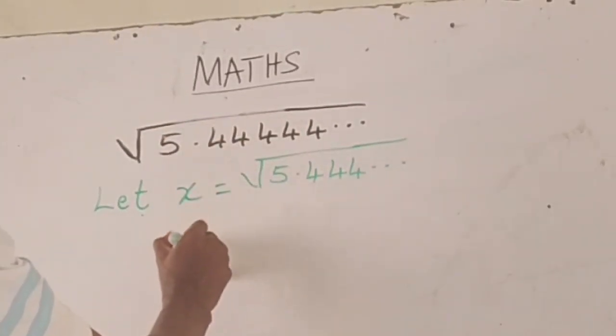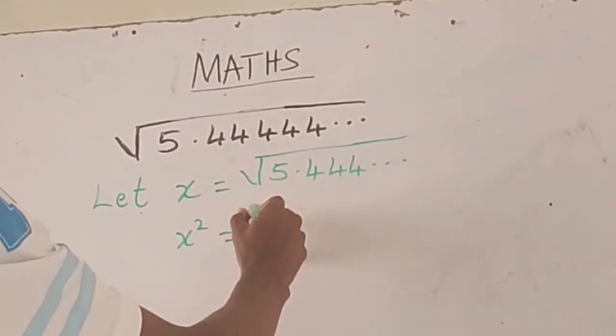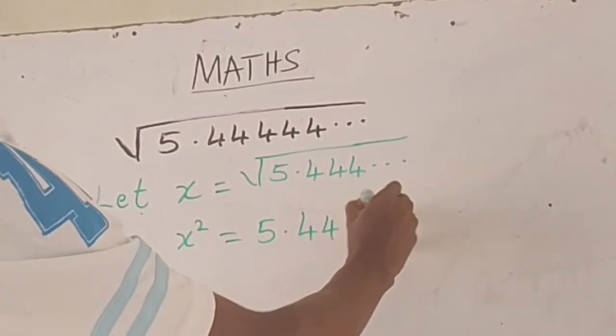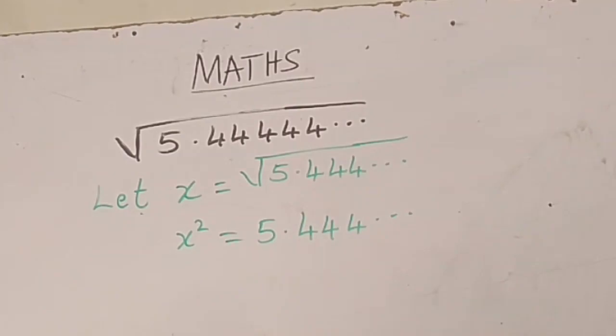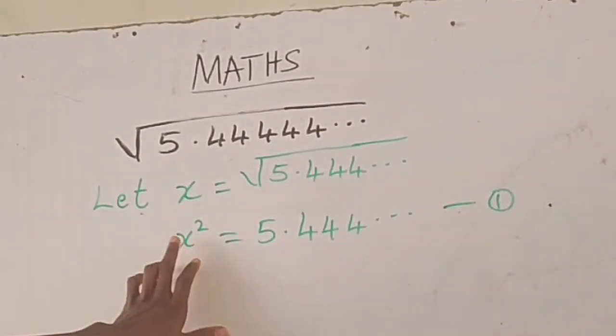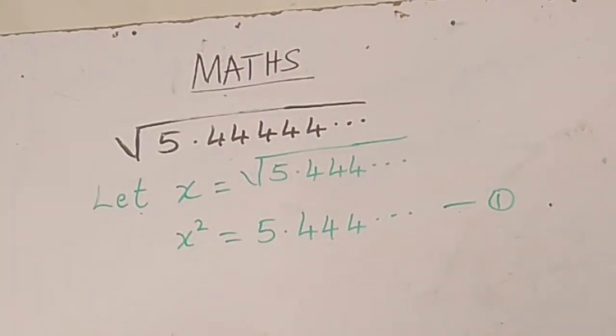Squaring both sides, we are going to have x squared is equal to, the square will cancel out the square root. So we are going to have 5.444 and so on. Let's name this equation 1. Looking at this, x squared is equal to 5.444 continuous. We can do something to it.